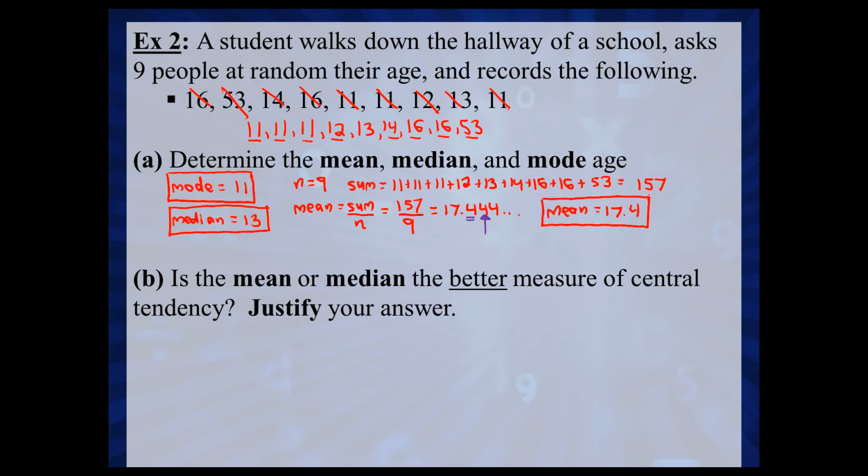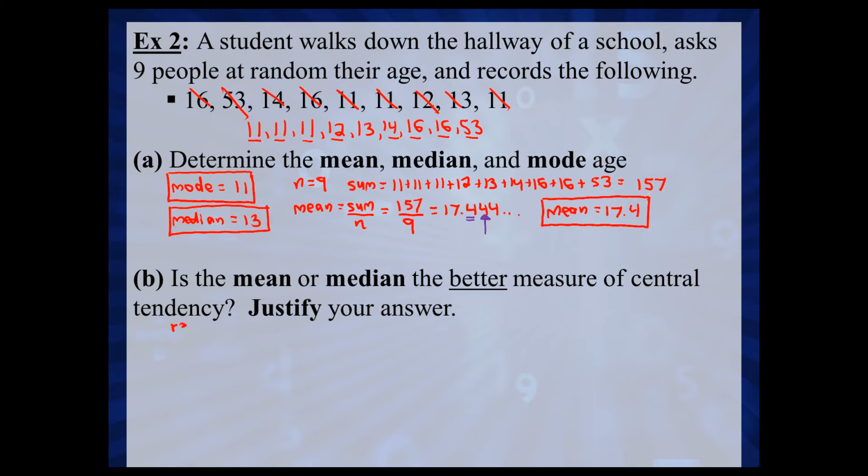B says, is the mean or the median the better measure of central tendency? Okay, so I've removed the mode from the picture, although the mode probably is a good measure of central tendency as well. What we're going to do is remove the outlier, and then recalculate the median and the mean. And then we want to see which of those two is least affected by the outlier. That will be the better measure of central tendency.